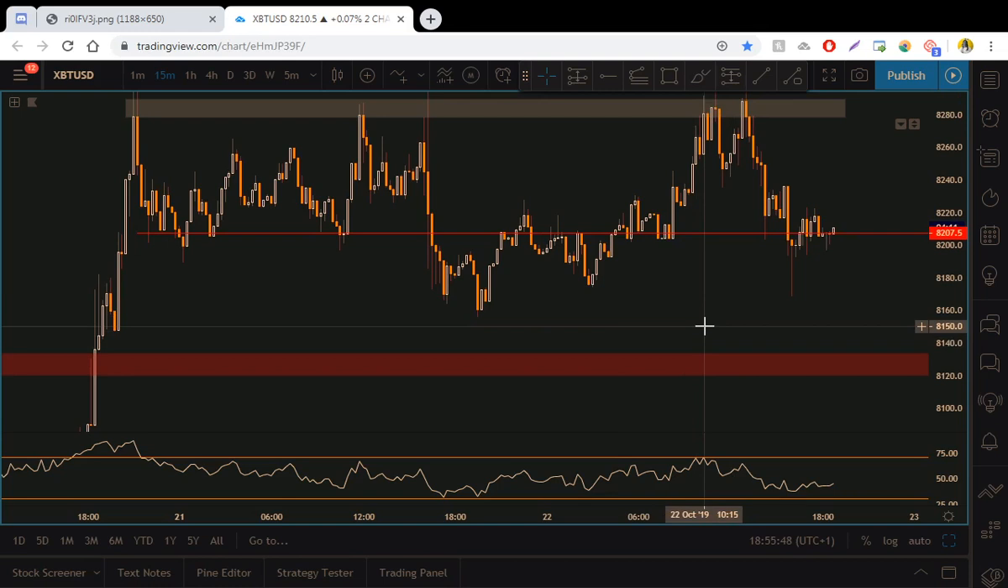So hopefully that makes sense, guys. Just with the SFP, it's basically a refresh to make sure you're doing it around key levels, with the oversold and overbought.